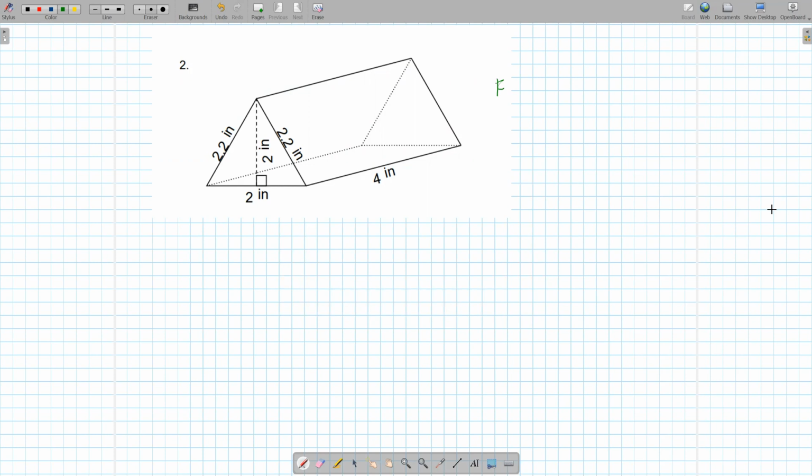Base times height over 2. Right, base times height divided by 2. So 2 times 2 divided by 2. That's the area of the front face, right? And then there's 2 of them, the one in the front and the back. So we've dealt with the front face and the back face. The back means this one. Now let's look at the left and the right. What will be the surface area of this face here?